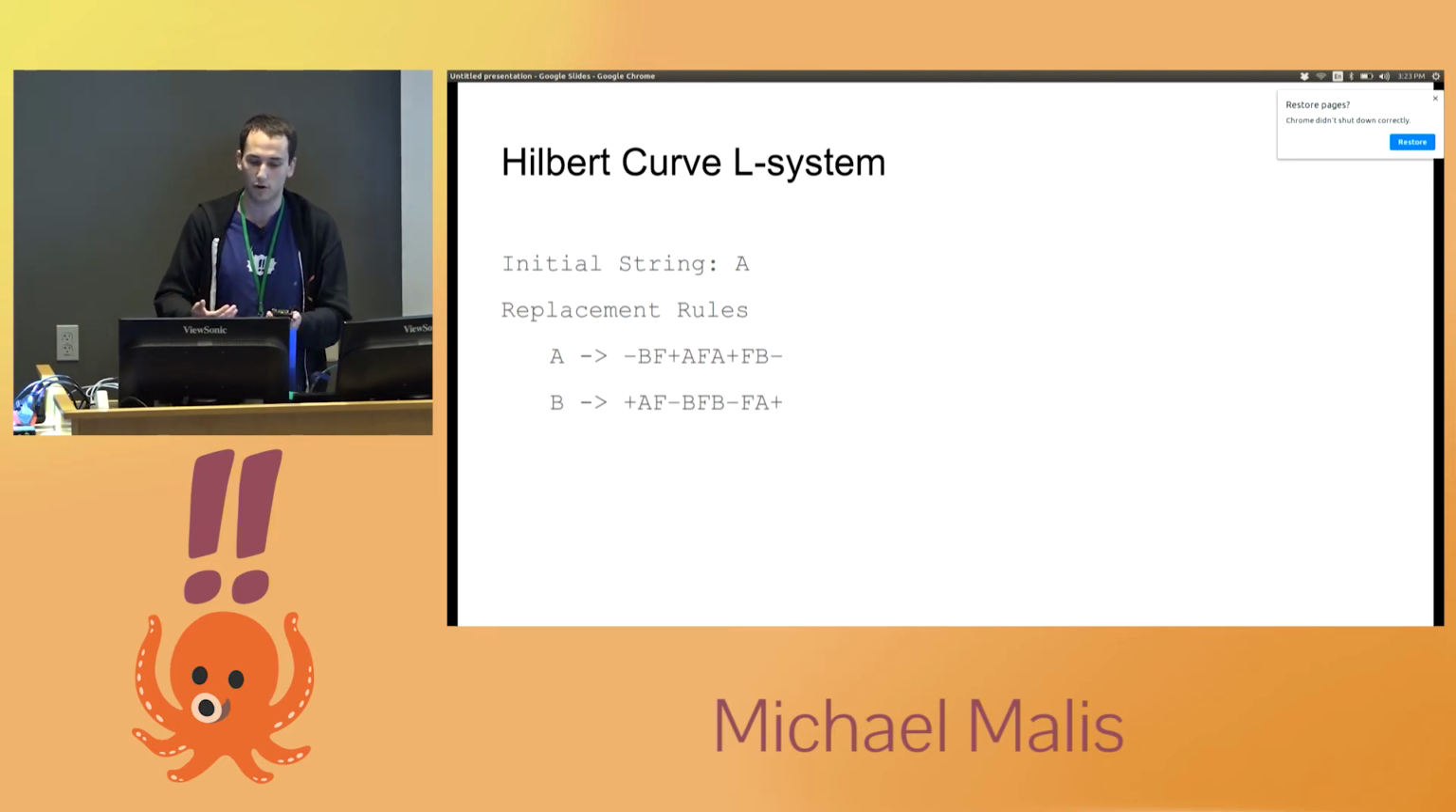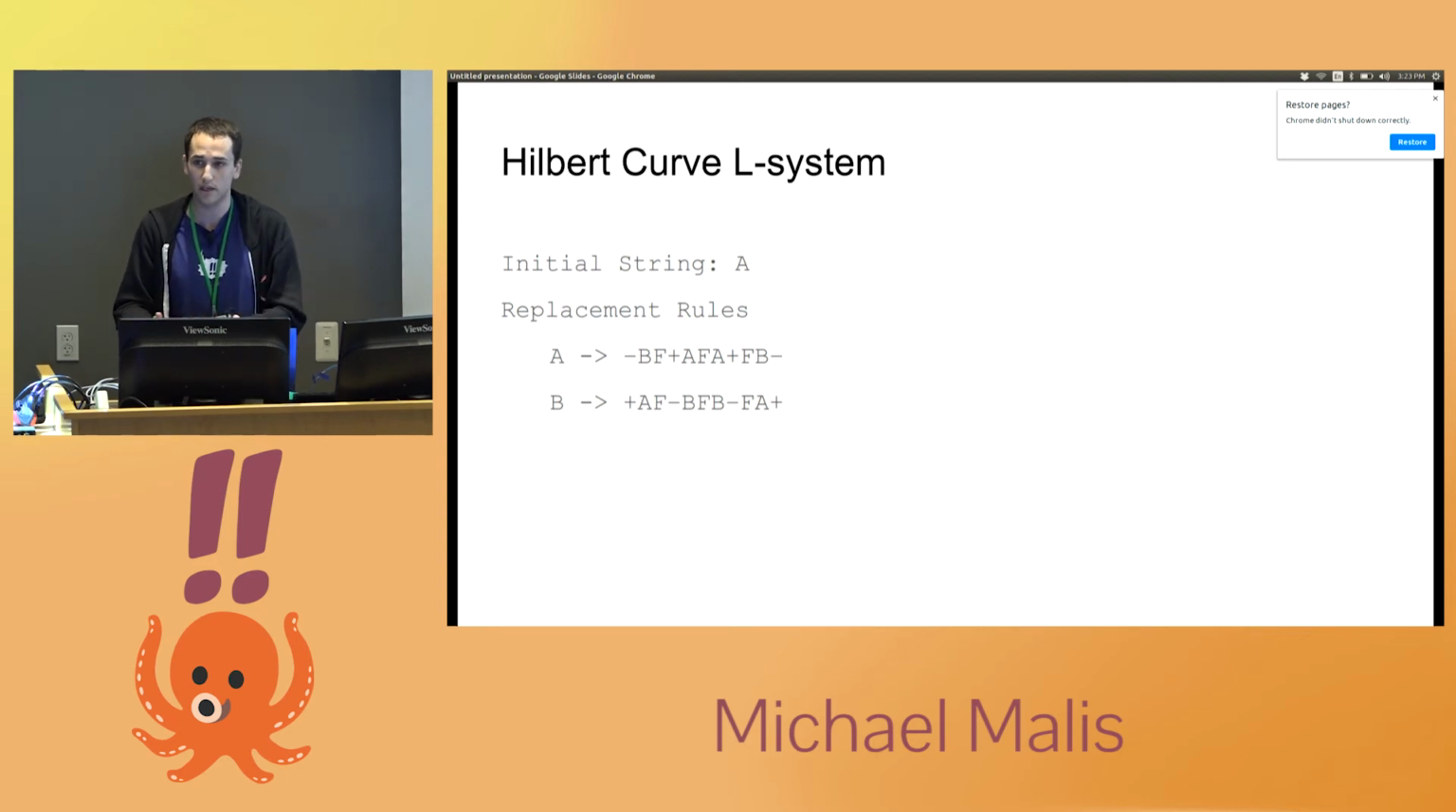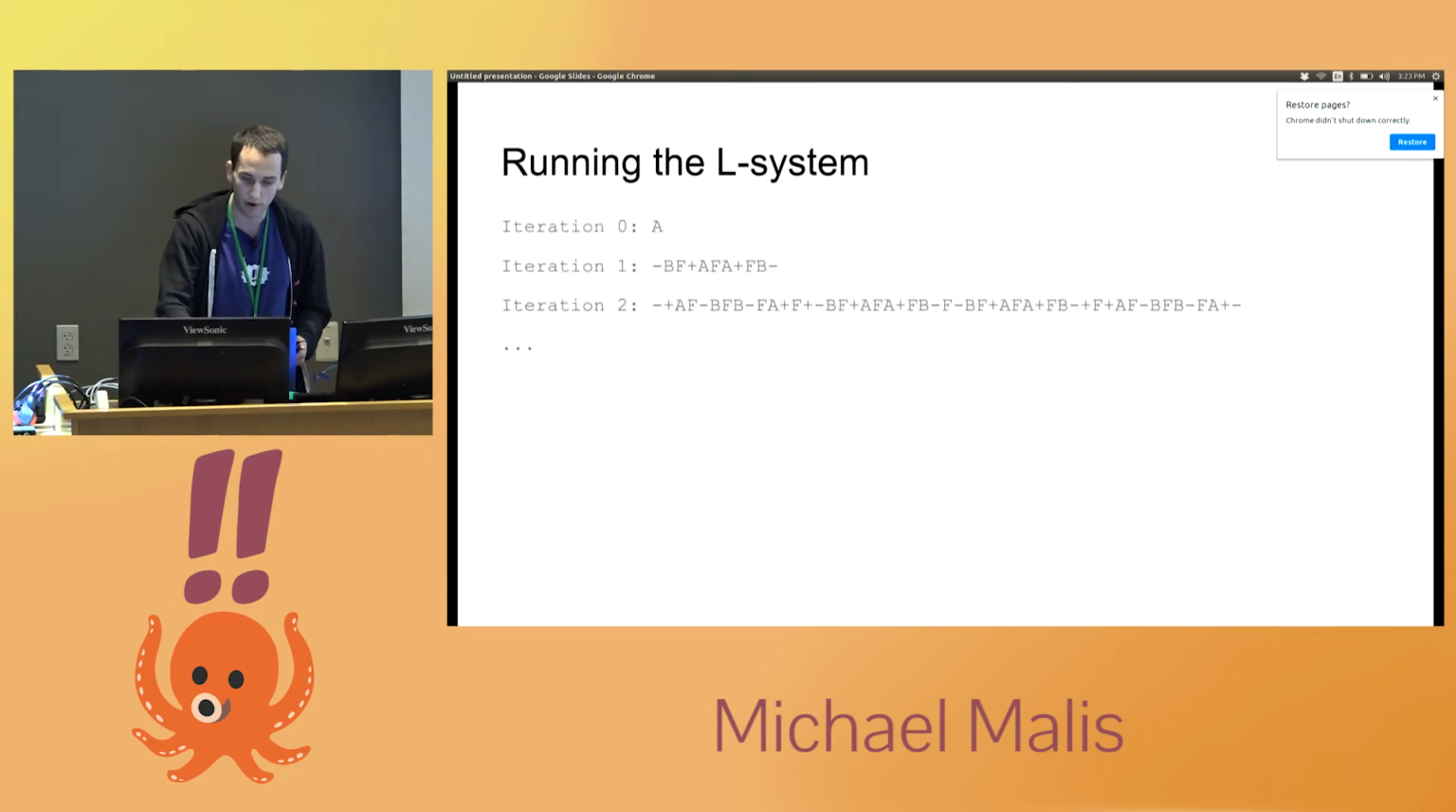In this case, for a Hilbert curve, the initial string is A, and to generate the next iteration, you replace all the occurrences of the character A with the corresponding string, and you replace all the occurrences of B with the corresponding string. So if you run it through the first few times, you get this sequence of strings. And then this string actually describes a path that produces the Hilbert curve, where if you interpret all the F's as moving forward, all the pluses as turning right, and all the minuses as turning to the left, this path will give you the path of the Hilbert curve.